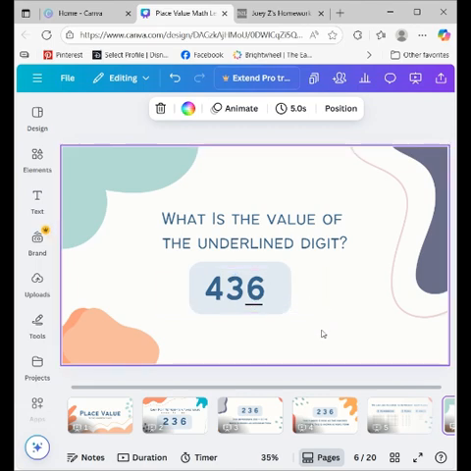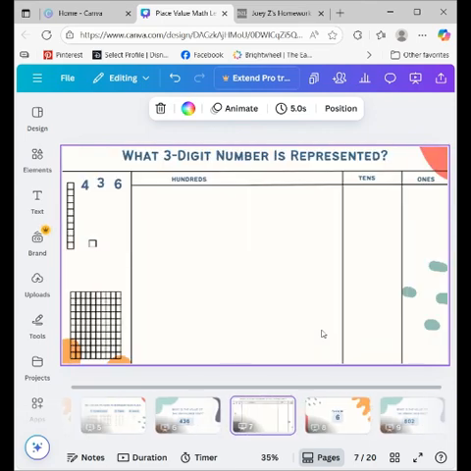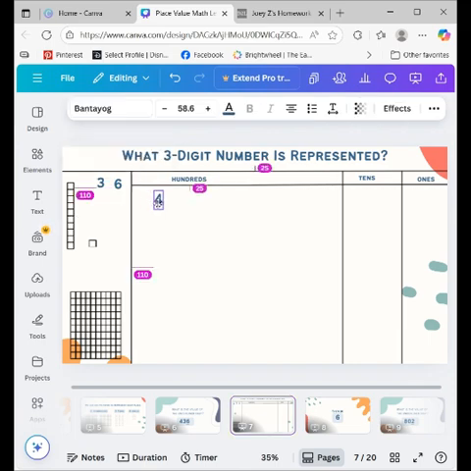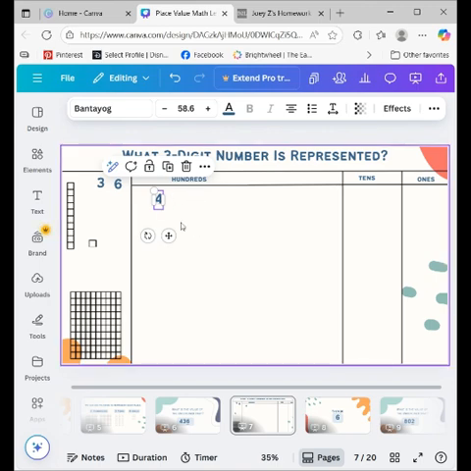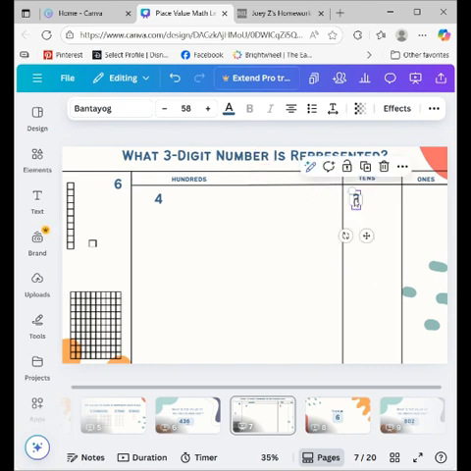So let's try to think of what 6 is. So I thought we would do this together visually. So I will bring over the 4 in the hundreds place, the 3 in the tens, and the 6 in the ones.